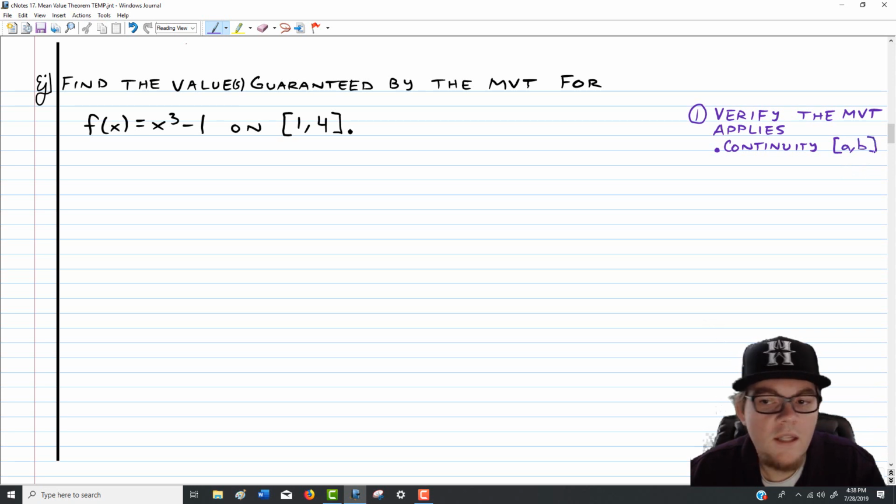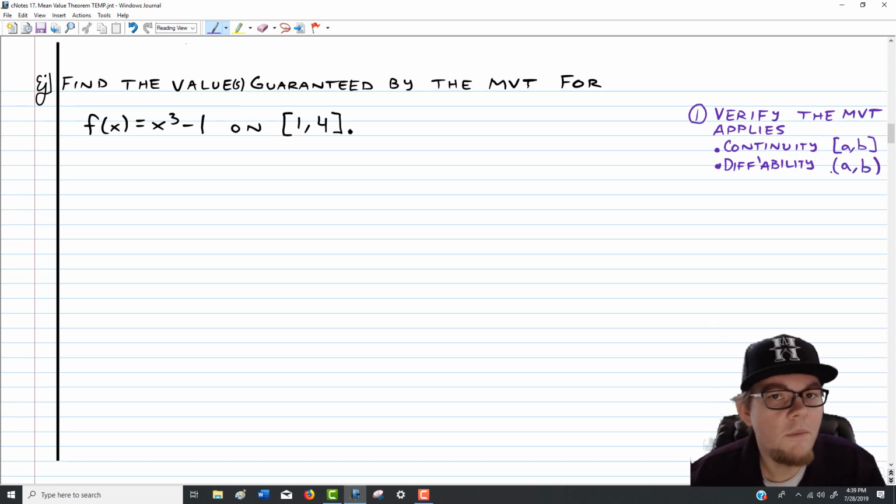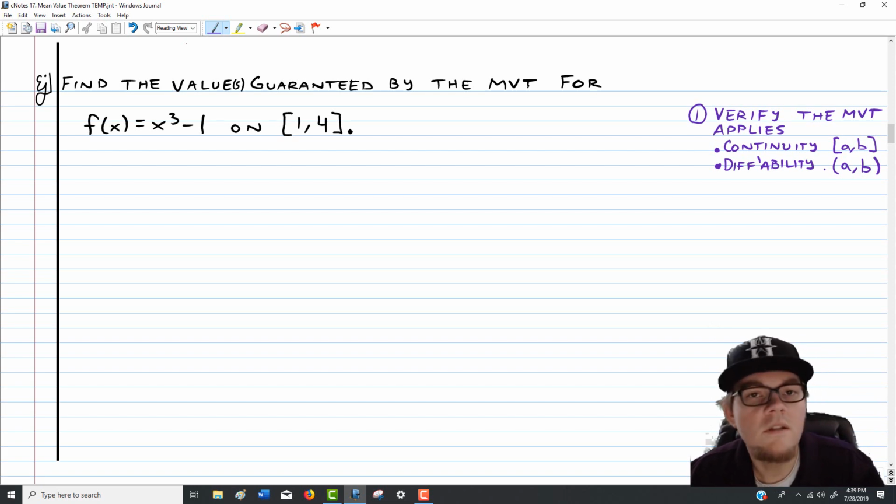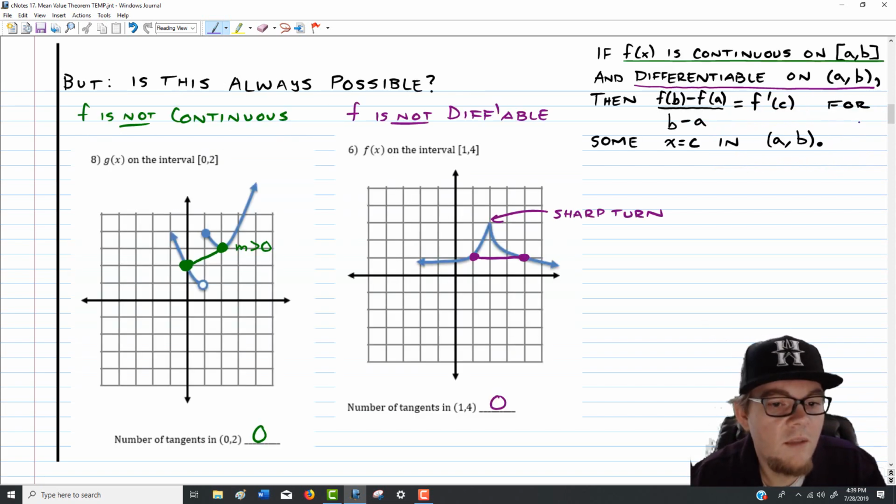So in our case, we're going to need to make sure that the function x cubed minus 1 is continuous on the closed interval from 1 to 4. The second property we need to check for is differentiability. We need to make sure that the derivative exists at all those places and there are no sharp turns or vertical tangents on the open interval a to b. So it doesn't matter if there's a sharp turn at one of the endpoints, just that there's not one in the middle of the region. Because if there is, we could have a situation like the previous page, where we just don't get that value in the middle.